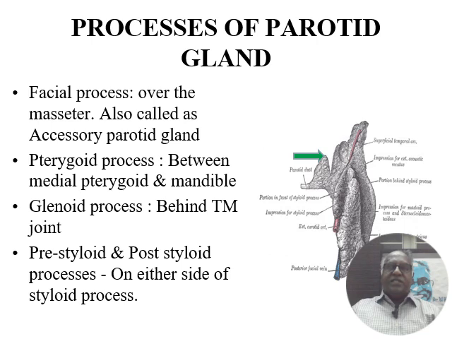There are some extensions of the parotid gland called processes: the facial process, the pterygoid process, the glenoid process, and the pre-styloid and post-styloid processes. These are all extensions of the gland.